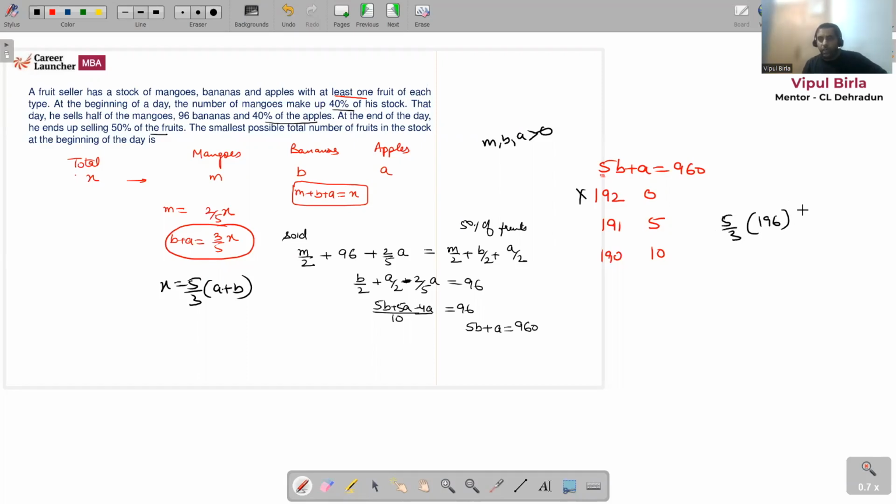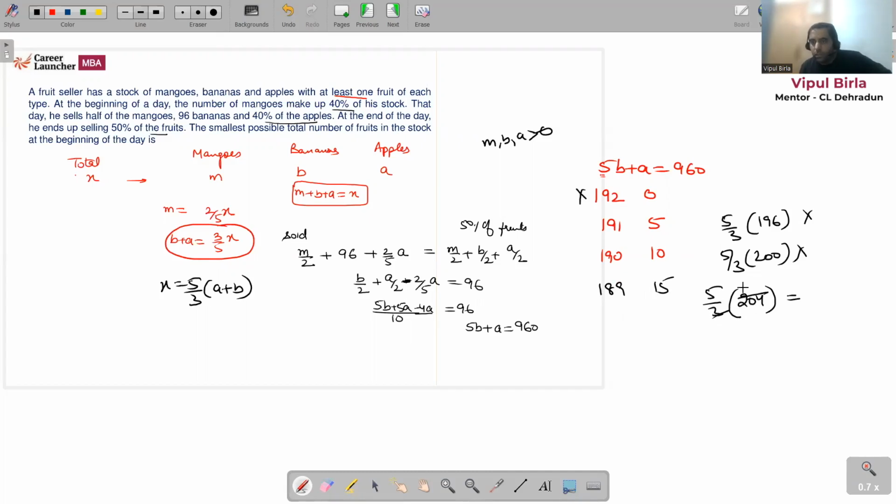196 is not a multiple of 3, hence it is not possible. 5 by 3 into 200 is not a multiple. Next will be 189 and 15, and in that case, 5 by 3 into 204. 204 is a multiple.